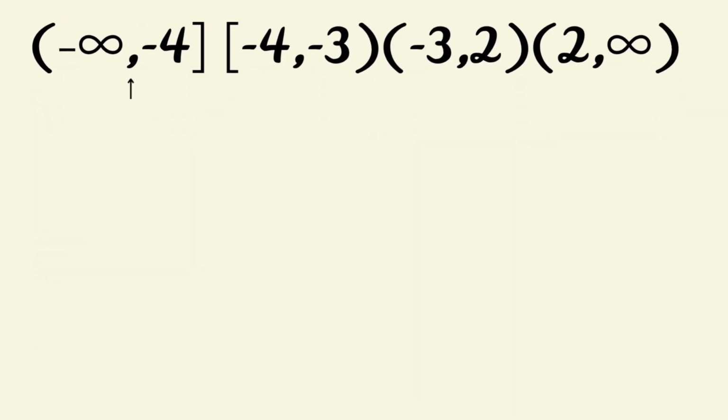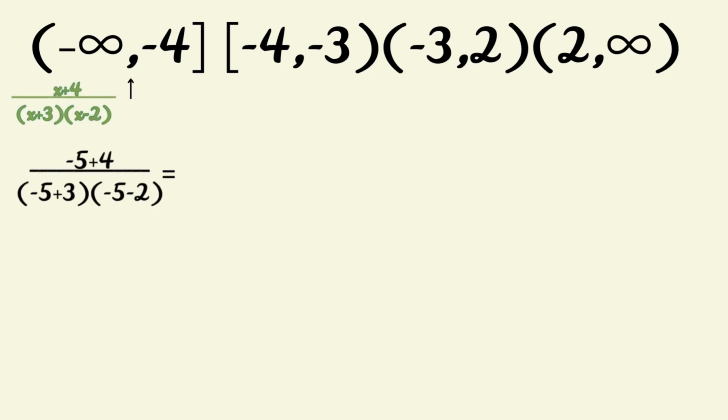For -infinity and -4, we will use -5. We will use the simplified form x plus 4 over x plus 3 and x minus 2. -5 plus 4 over -5 plus 3 times -5 minus 2 is going to be -1 over -2 times -7. -1 over -2 times -7 is going to be -1 over 14. -1 over 14 is not greater than or equal to 0, so this is not part of the solution.